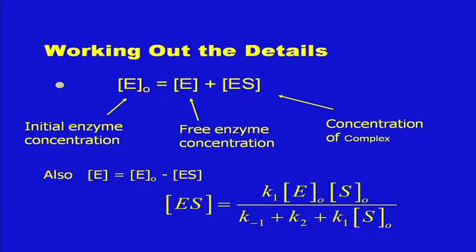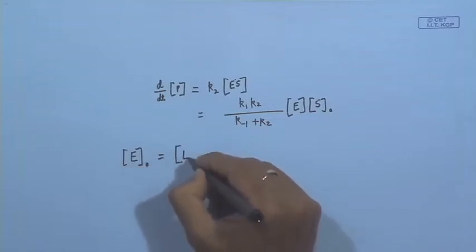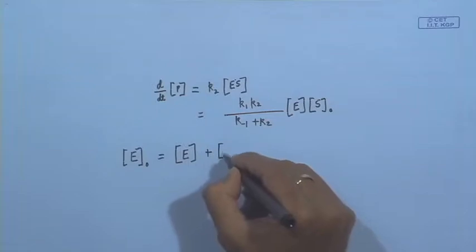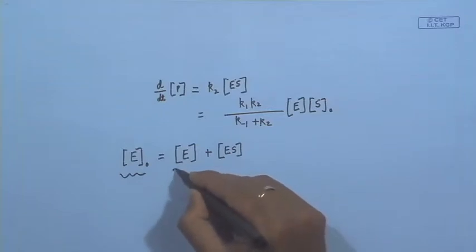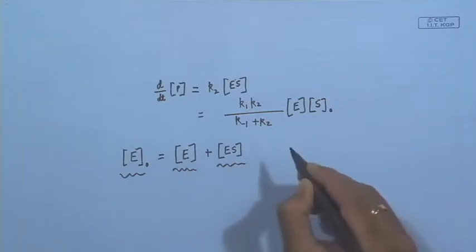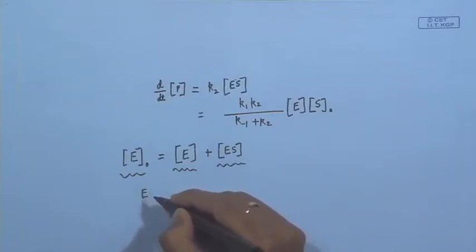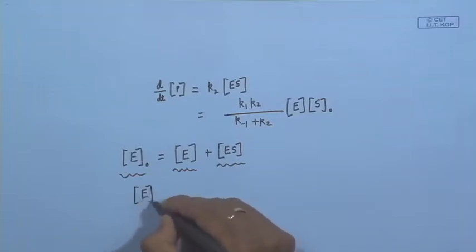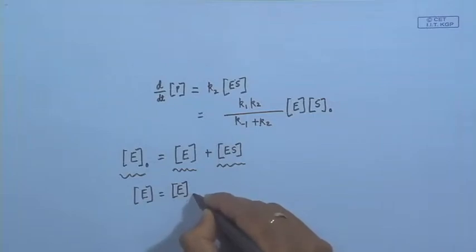Okay. Now, let us do one thing: we have to think of the overall concentration of enzyme. So, the initial concentration of enzyme is E0, which is equal to the free enzyme concentration plus the enzyme substrate complex concentration. This is your initial concentration, this is your free enzyme concentration, this is your enzyme substrate complex concentration. Therefore, your E will be equal to E0 minus ES.